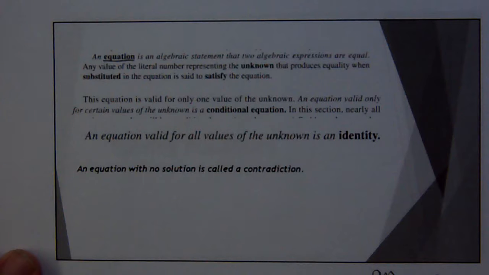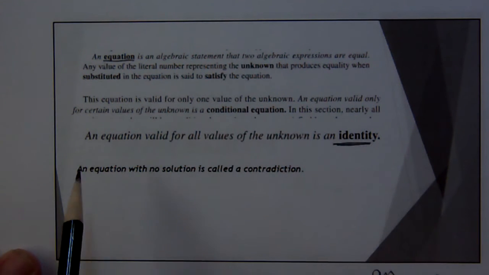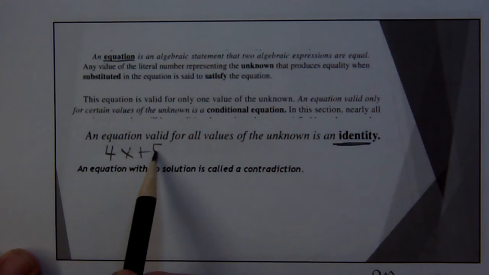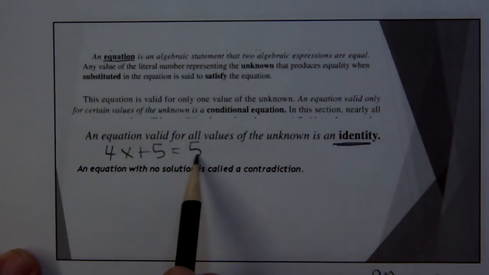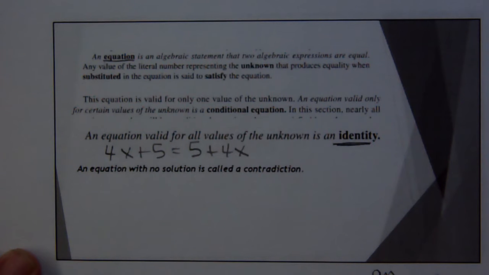Now, some equations are always true. They're called an identity. For example, 4x plus 5 is always equal to 5 plus 4x. It really doesn't matter what x is. We will study trig identities later.